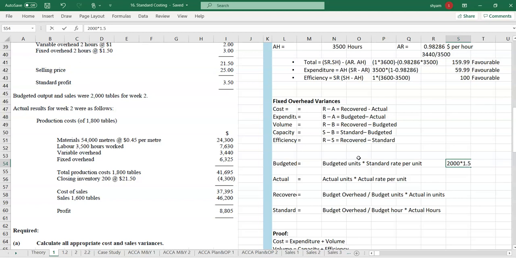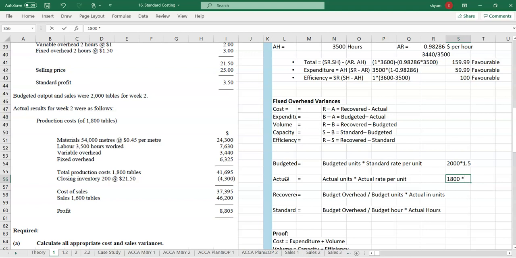So we got that. Let's go to the actual units produced, which is 1800. We get it from here, into the actual rate per unit. Actual rate per unit, fixed cost, are we getting it anywhere? Okay, see, we don't actually need to find this out at all. We don't need to multiply this at all because the number is actually given.